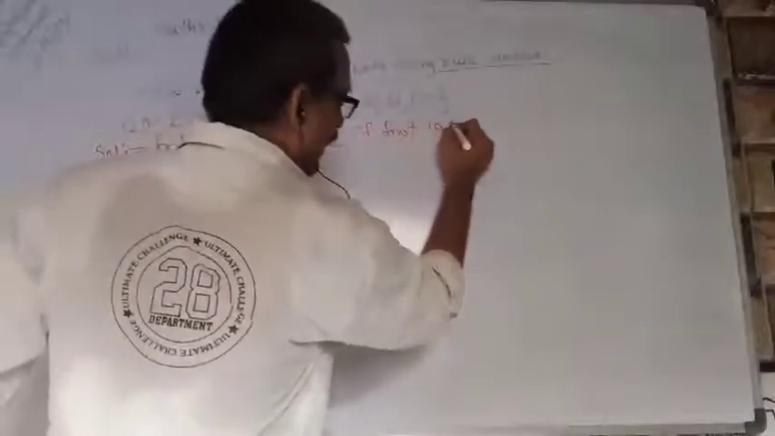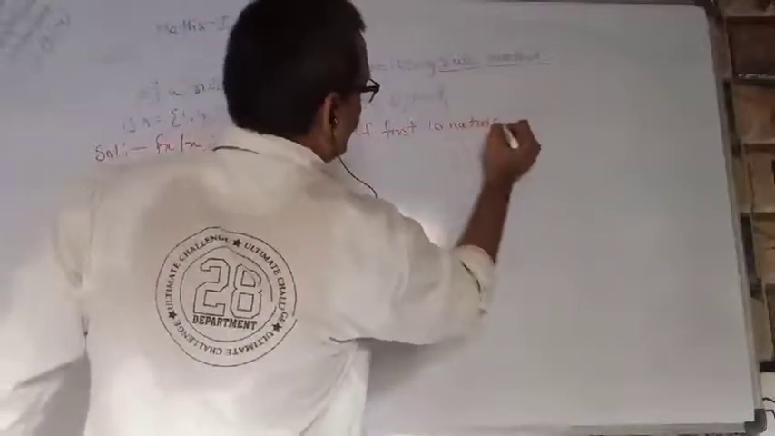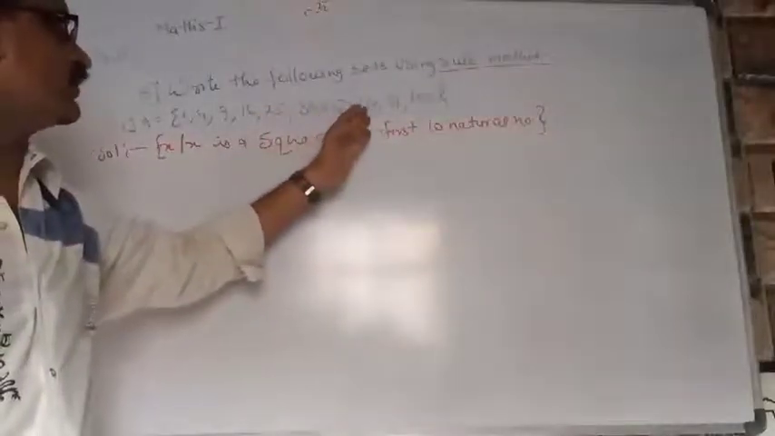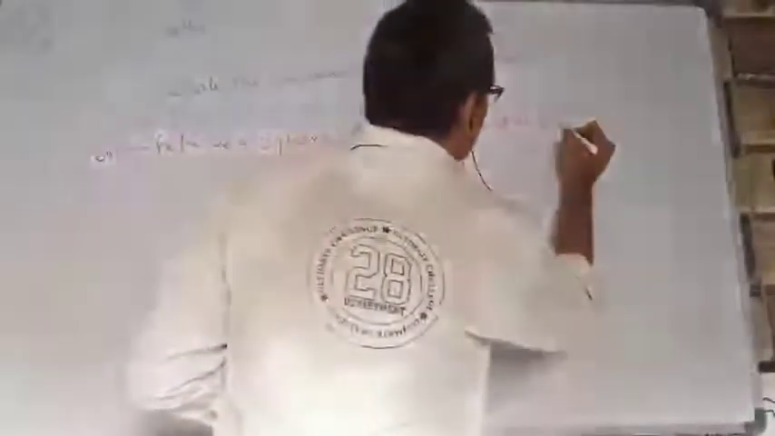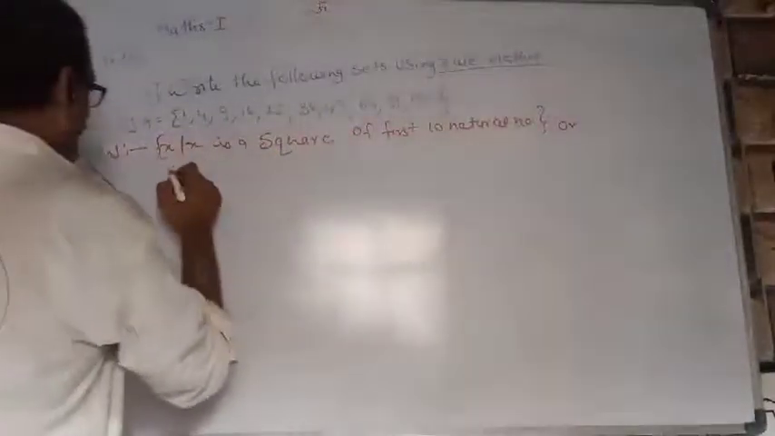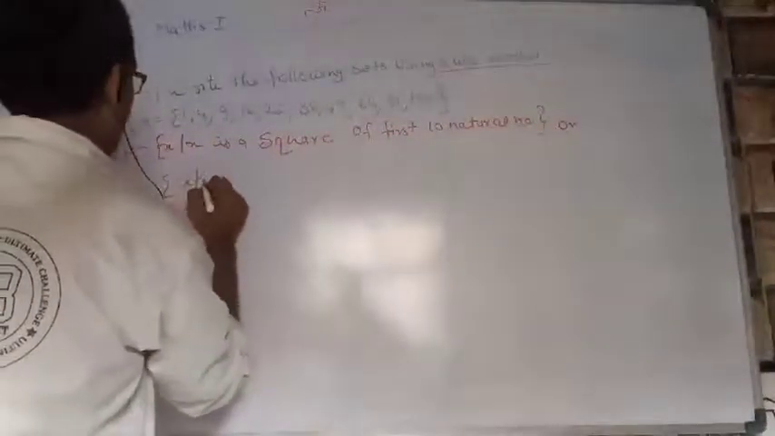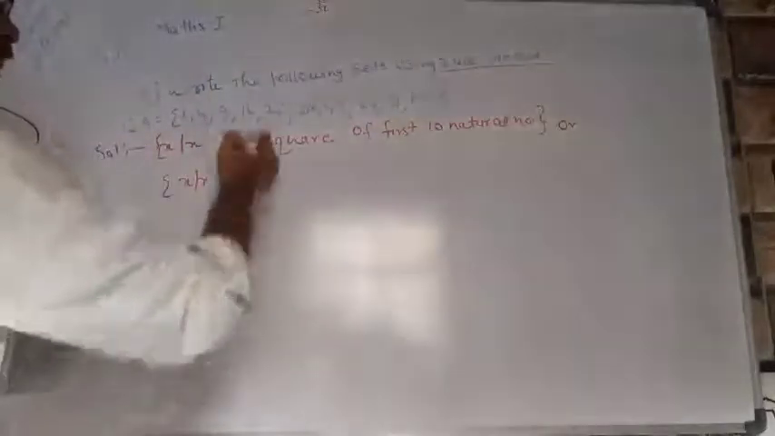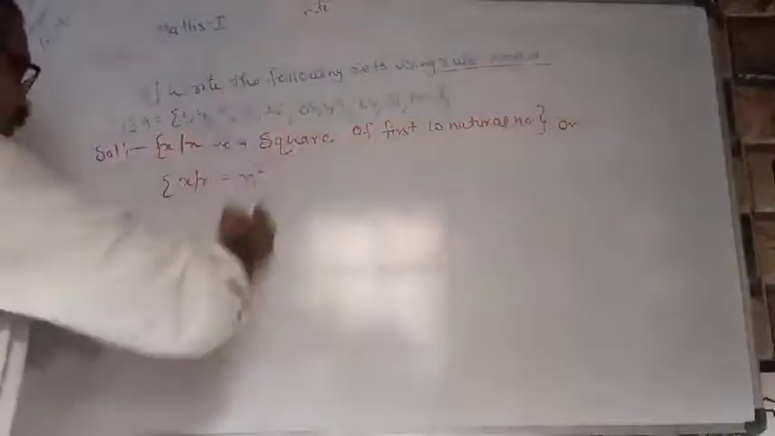first 10 natural numbers. Or we write like this: x such that x equals n squared, where n is our natural number.